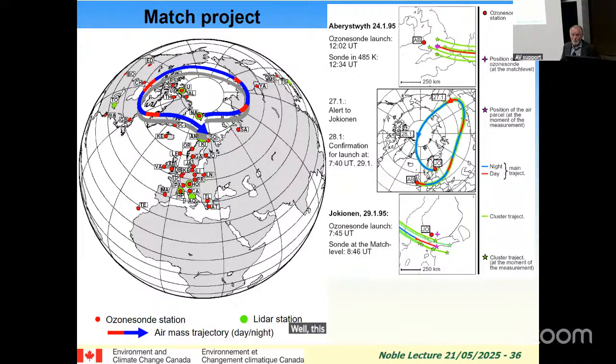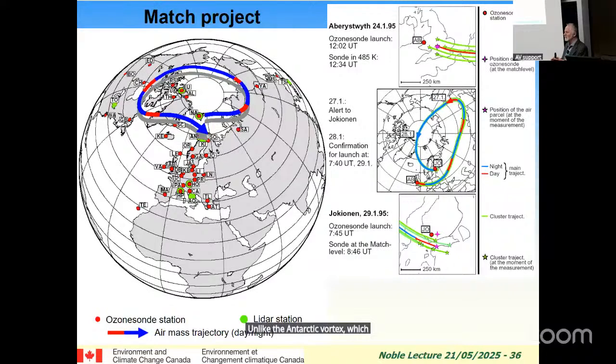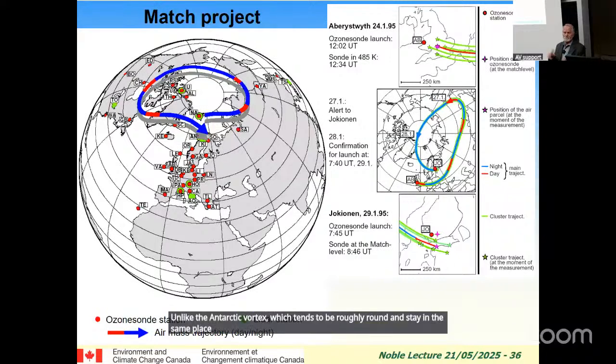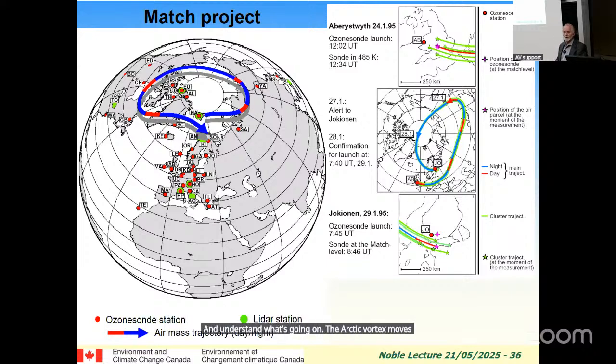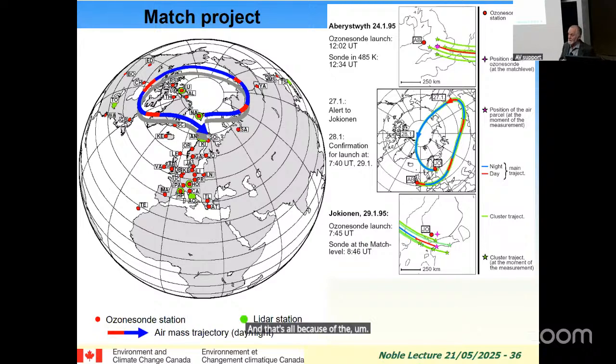This was started in Europe. The idea here was to try and deal with, we're jumping back to the stratosphere here, the fact that the Arctic vortex is very disturbed by planetary waves. Unlike the Antarctic vortex, which tends to be roughly round and stay in the same place, and you can just observe it statically and understand what's going on. The Arctic vortex moves around, splits up, wanders over Europe, wanders back over Canada, and that's all because of the large planetary waves in the northern hemisphere, because that's where all the land is.